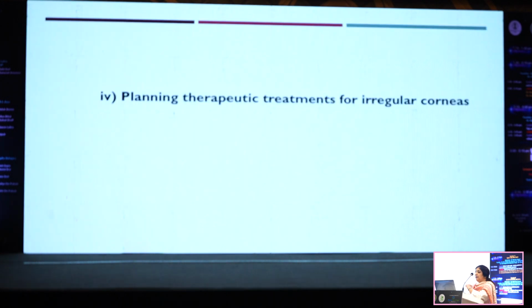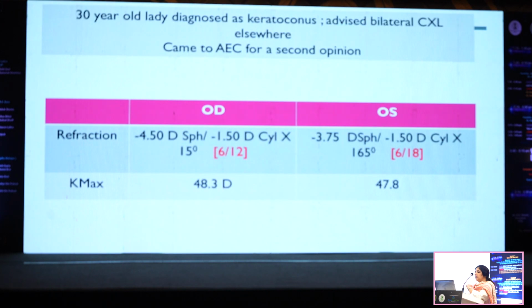And the last part is planning therapeutic treatments for irregular corneas. So for example, this was a 30-year-old lady. She was diagnosed as keratoconus, advised bilateral CXL elsewhere, and she came to us for a second opinion. Best corrected visual acuity was 6/12 and 6/18, and the maximum keratometry was greater than 48 diopters in the right and 47.8 in the left.